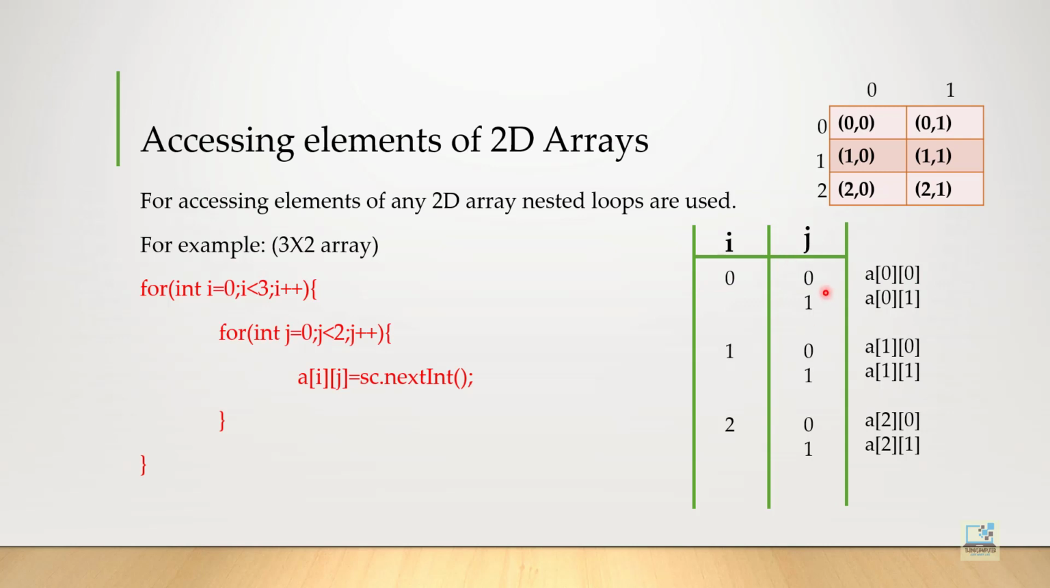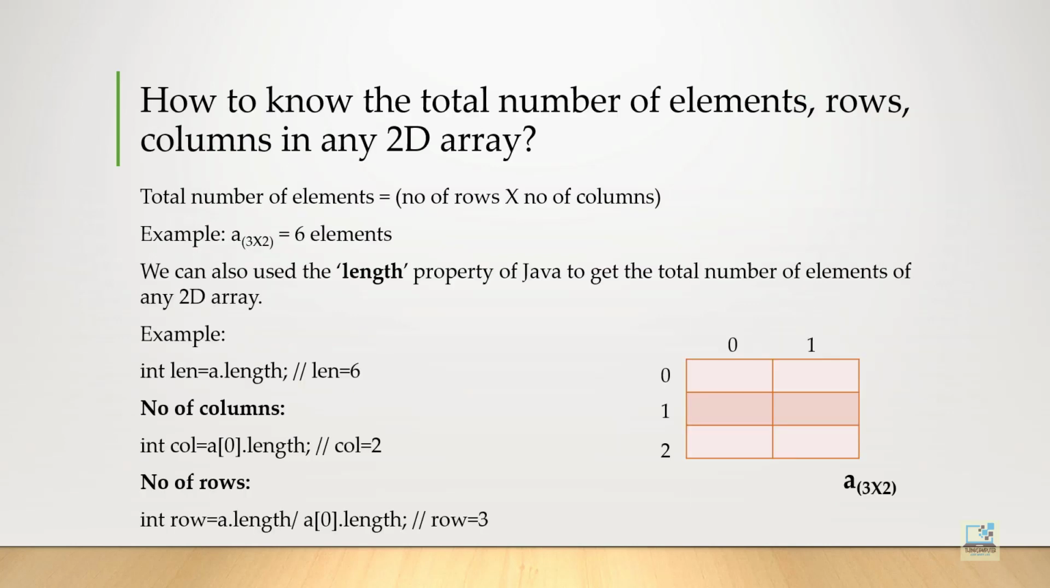By that, I can see that this is the method how it will be accessed: A of 0 0, then A of 0 1, then 1 0, then 1 1, then 2 0, then 2 1. If I see the diagram, I can easily understand it is accessing the first row, then the second row, then the third row. So 0 0, 0 1, 1 0, 1 1, 2 0, 2 1, like that.